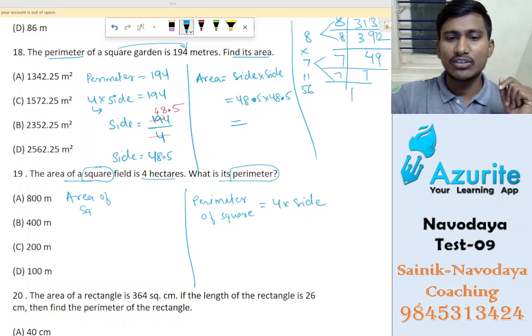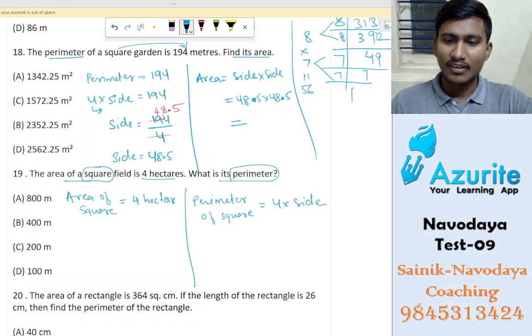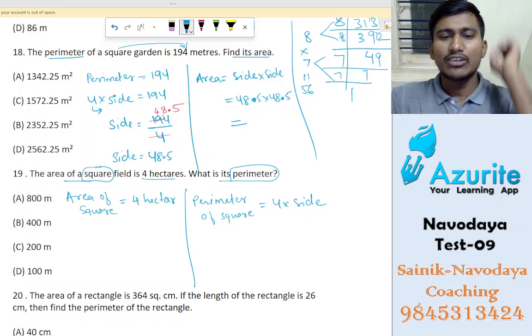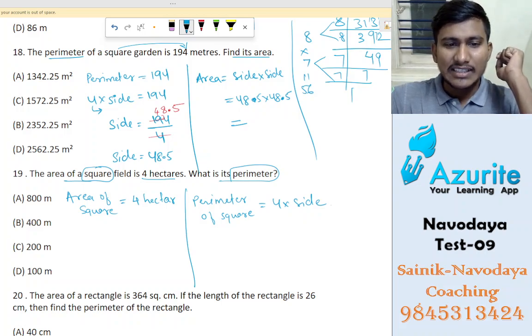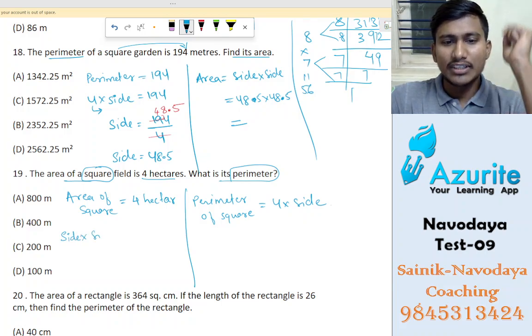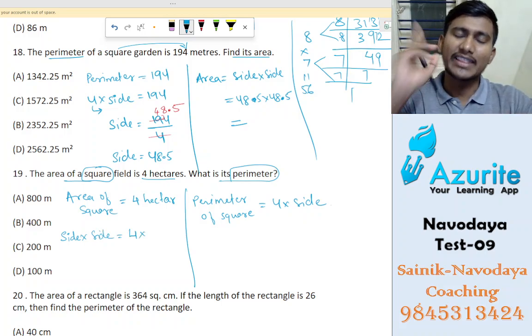So what is the area of the square given? That is 4 hectare. Right? So see here, area of a square, how do we find it? Side into side, we do the area of a square. So 4 hectare means 4 into 10,000 meter.